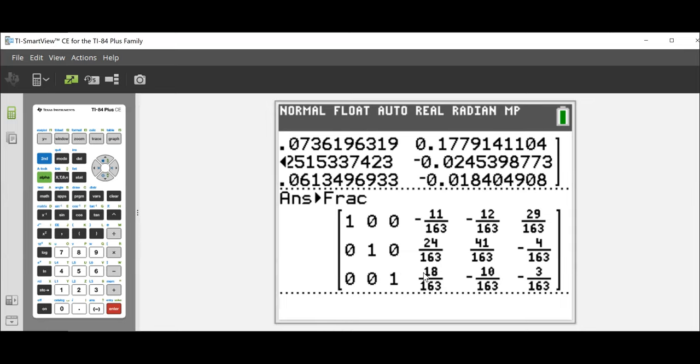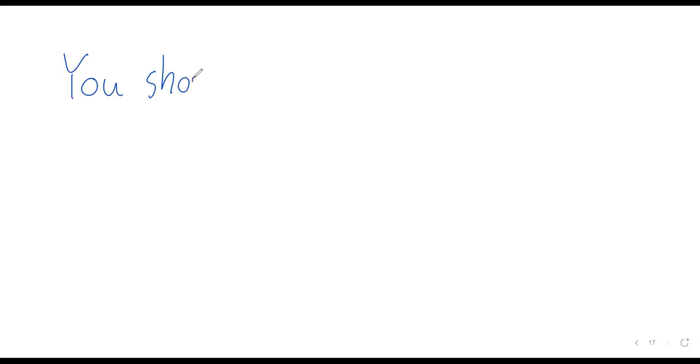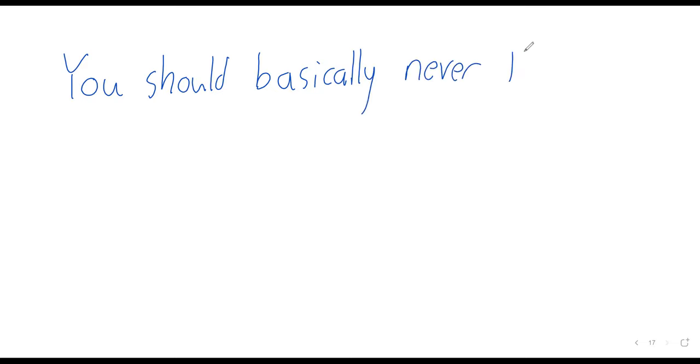Having said that, I always feel like this section feels like we're jerking our students around a little, because the next comment I'm going to make is that you should basically never find an inverse. This algorithm that I've shown you is an algorithm you should not be using.